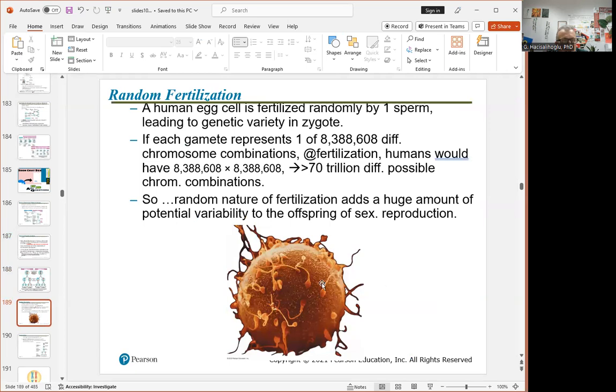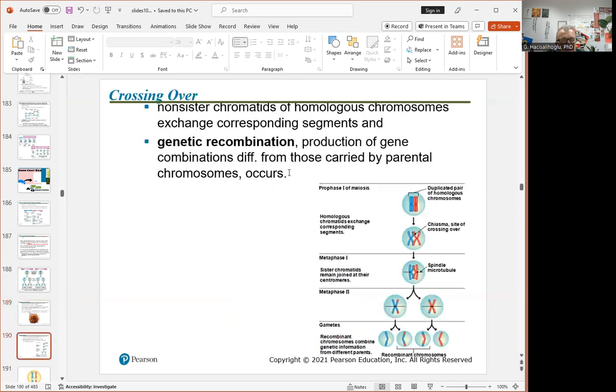There is another item that helps genetic variation, which is random fertilization. A human egg cell is fertilized randomly by one sperm, and that leads to genetic variety in the zygote. The chances are 1 out of 8,388,608. That's the number. And if you multiply that by itself for humans, that's 70 trillion different possible chromosome combinations.